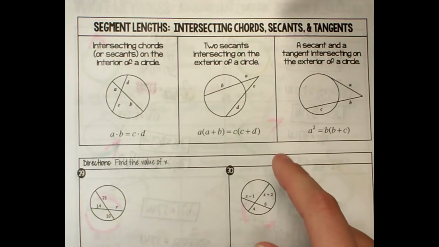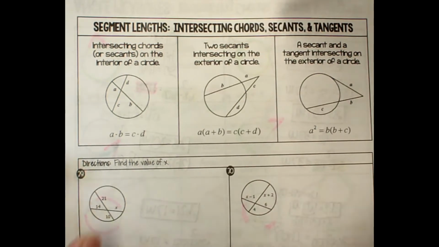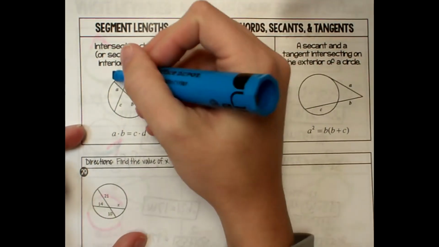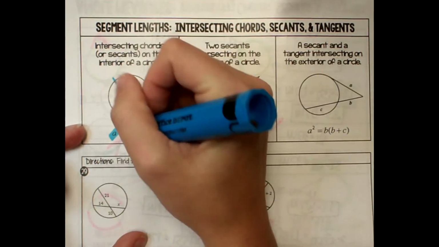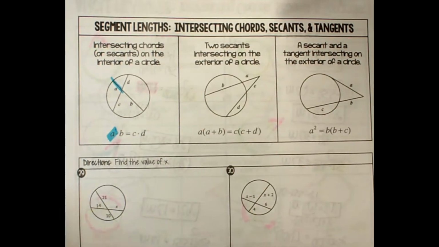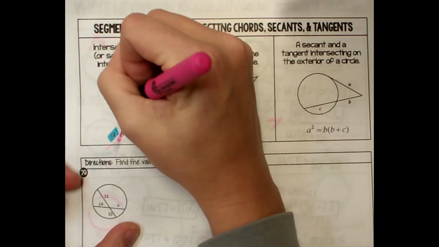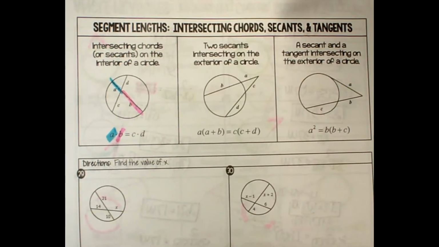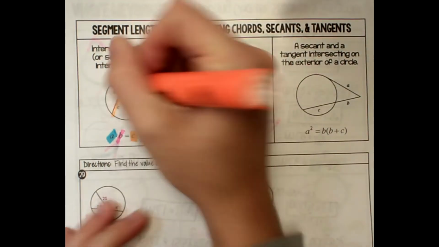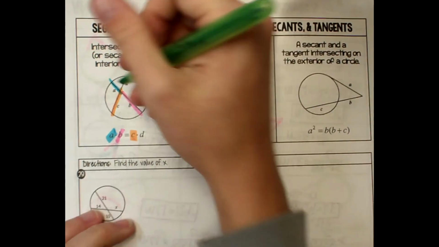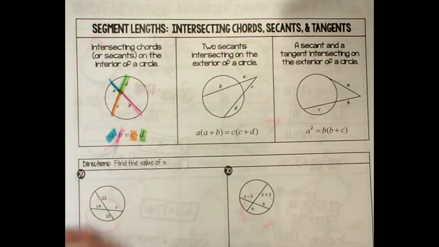To look at our equations, when you have intersecting chords, it's A times B, the sections on the same chord, is equal to C times D. Okay, so that's how that works.